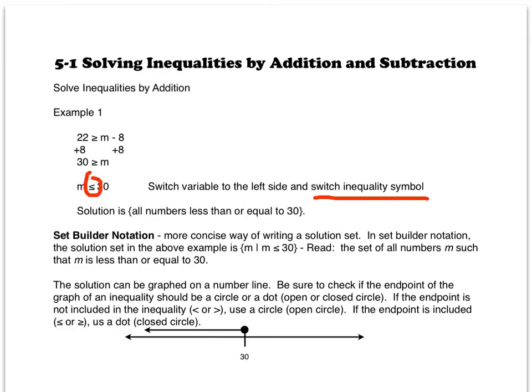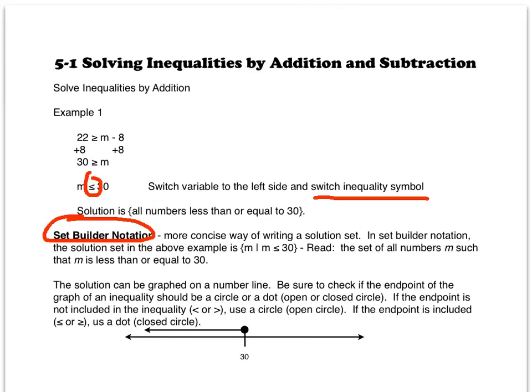A more concise way of writing this solution set is to use set builder notation. In set builder notation, the solution set in the above example is m such that m is less than or equal to 30. The solution can be graphed on a number line. Be sure to check if the endpoint of the graph of the inequality should be a circle or a dot. Sometimes I will call them open or closed circles.